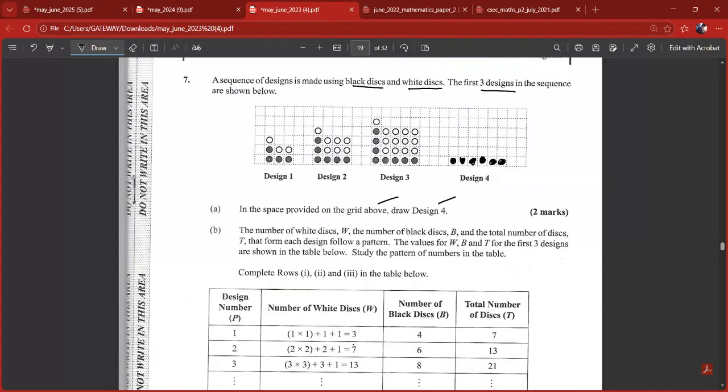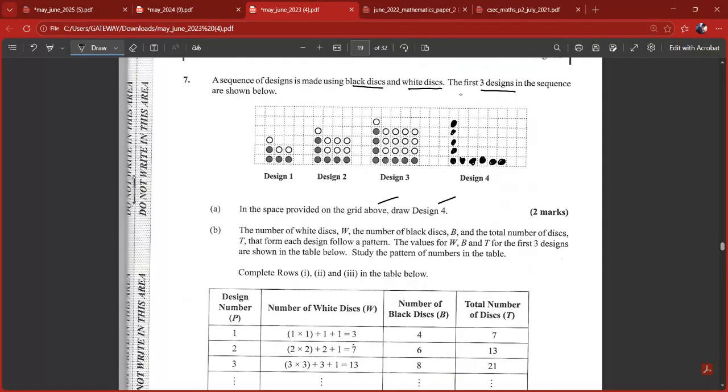Design 1 has 2 black dots going up. Design 2 has 3 black dots going up. Design 3 has 4 black dots going up. So design 4 should have 5 black dots going up. So you already have one there. So 2, 3, 4, 5.